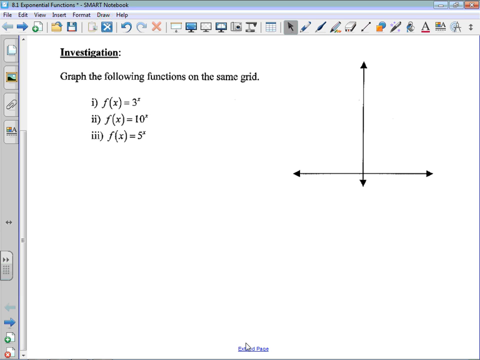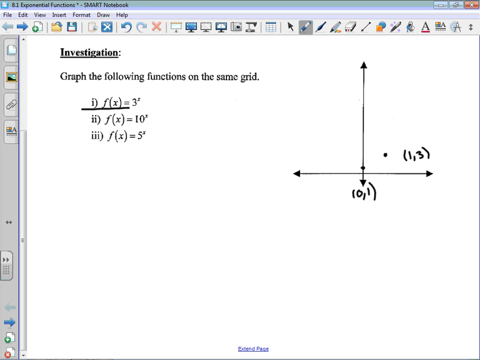This wants us to graph the following functions, so I'm going to color code them here. We'll do f of x equals 3 to the power of x in black. I think the easiest way to do this is to talk about what happens when x is equal to 1. If f of x is equal to 3 to the power of x, then when x is equal to 1, I'm going to have the point 1 comma 3. Another point that it's going to be on here is 0 comma 1.